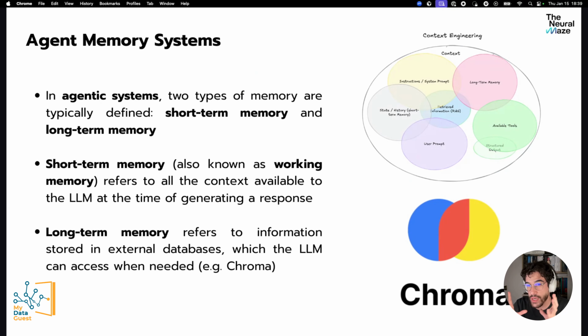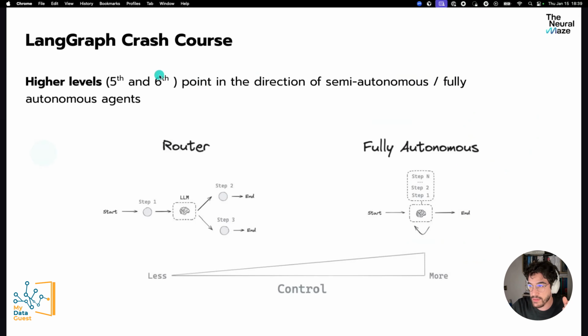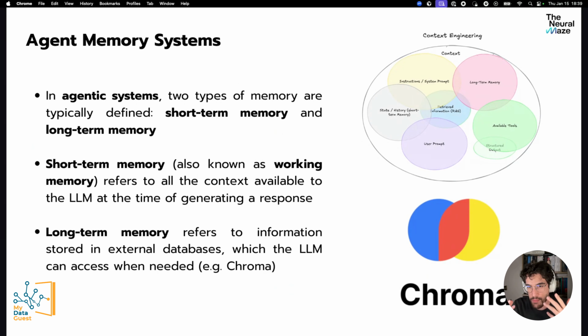So before we get into the code, there's something that I also want to highlight, and that is that even if we have really fancy patterns, really fancy architectures like the router, etc., an agentic system needs memory. And there are two kinds of memory, short-term memory and long-term memory. Short-term memory is also known as the working memory, and it refers to all the context available to the LLM at the time of generating the response. And this diagram in here, it's becoming more and more popular.